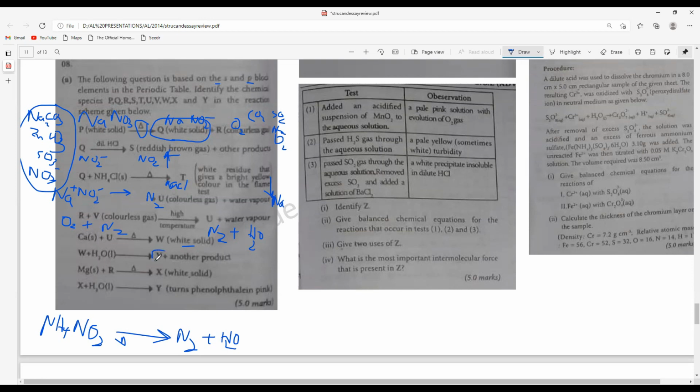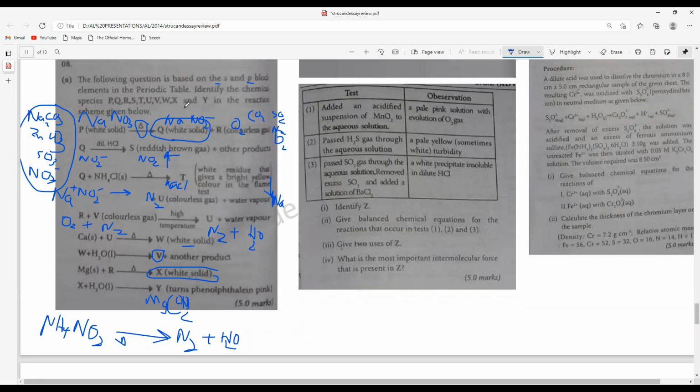So to identify it, they have given this. You understand what I am telling? You should understand, in fact. Okay. And magnesium plus R will give a white color solid. So you know what R is. Magnesium plus oxygen will give magnesium oxide. And magnesium oxide with water will give magnesium hydroxide, which turns phenolphthalein pink because magnesium hydroxide is a base. It's a basic compound. Okay.